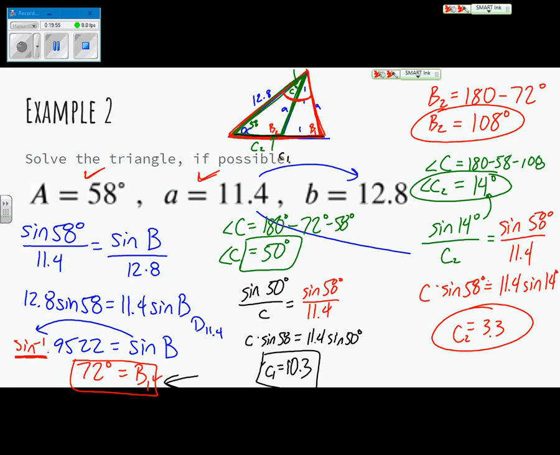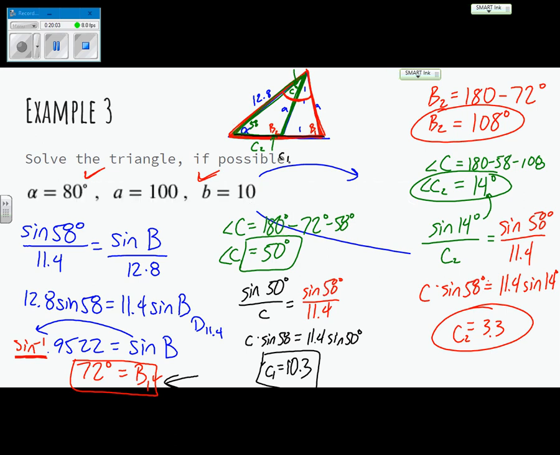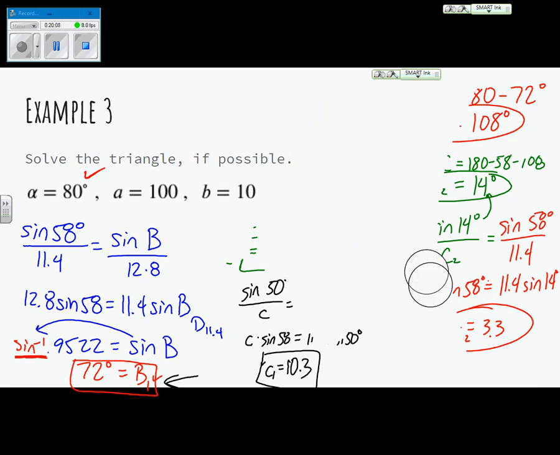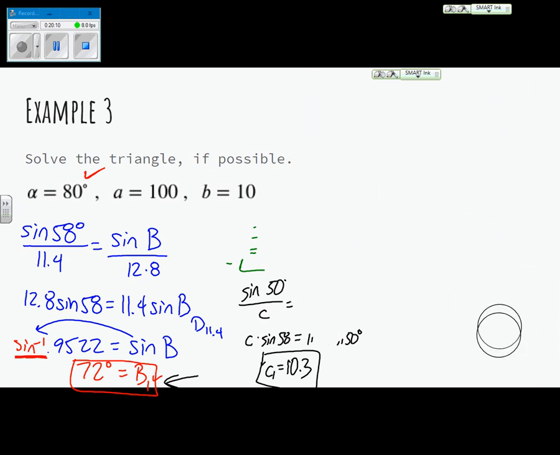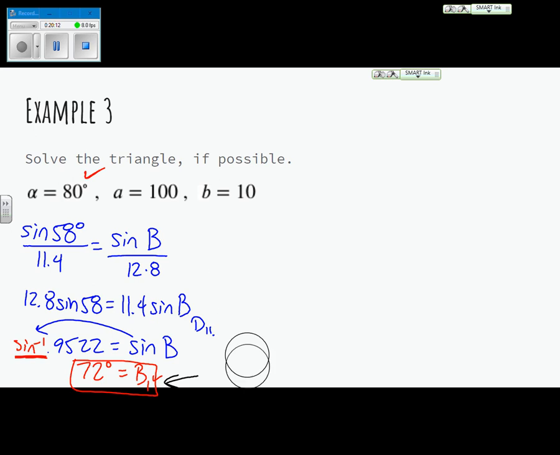Jump ahead to the answer. If you're having trouble, recognize when there's two triangles or not, and then work forward with it. I'm going to let you play with this one. So hit pause on the video and then see if we get the same answer when we come back.